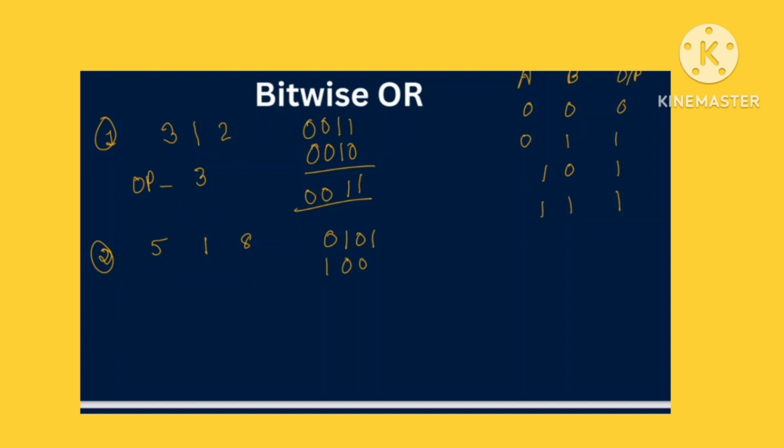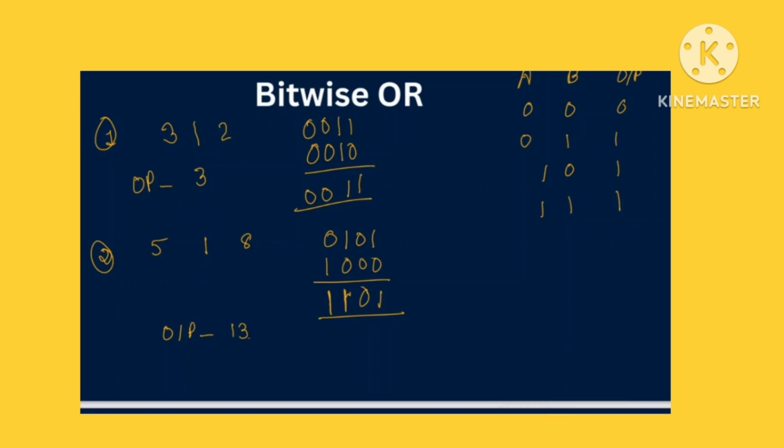So the next question is 5 OR 8. 5 is 0 1 0 1, 8 is 1 0 0 0. Then 1 and 0, do the OR, it will give 1. 0 and 0, do the OR, it will give 0. 1 and 0, it will give 1. 0 and 1, it will give 1. So the output will be 13.